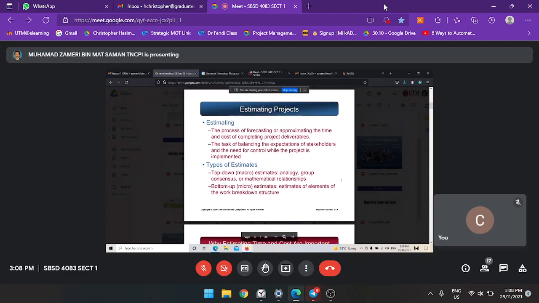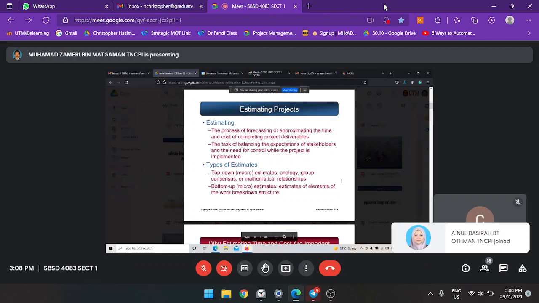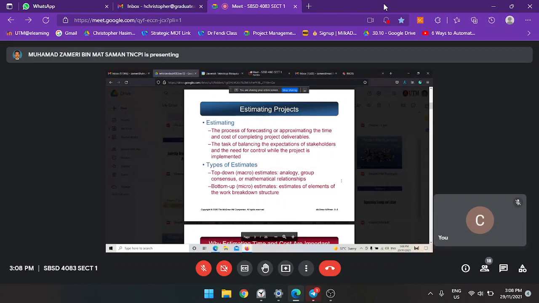So what is estimating, forecasting? Forecasting is a prediction. We predict, we forecast for the future. But in order to get a good result for forecasting, we need to have knowledge and experience, and we also need to know the method, the technique that we're going to use to get a good result of forecasting.